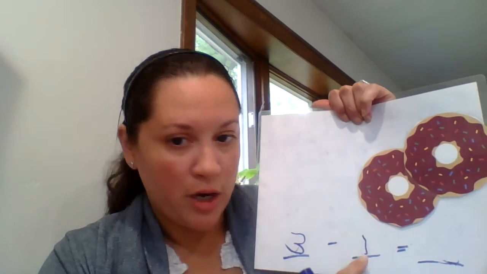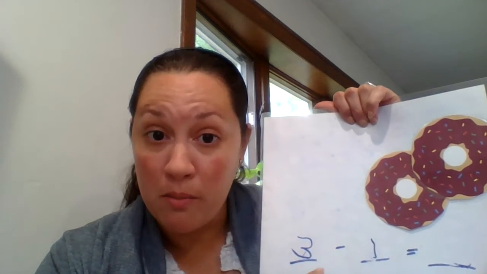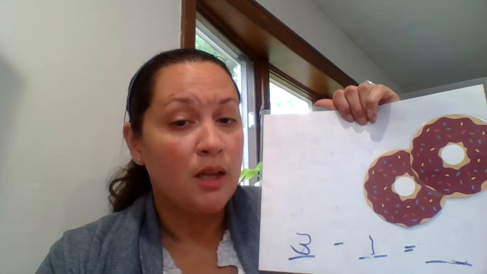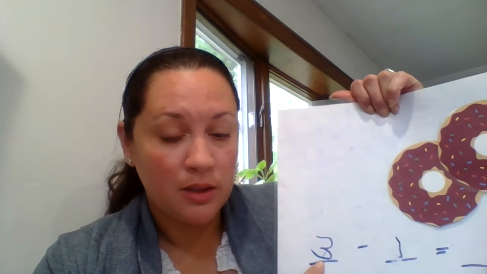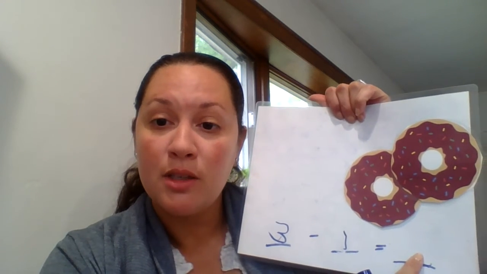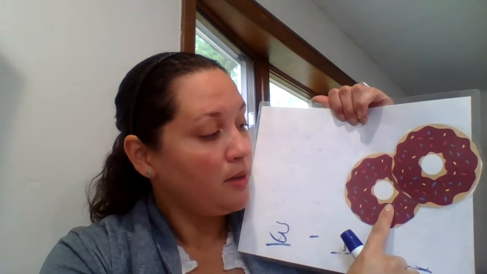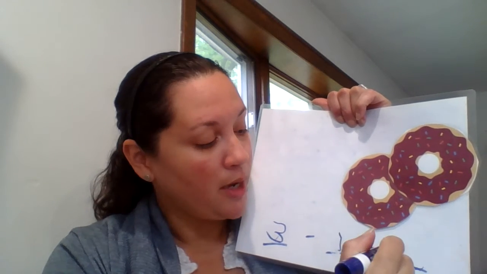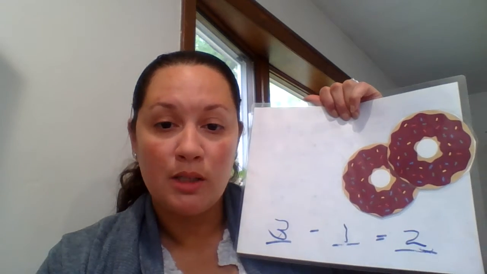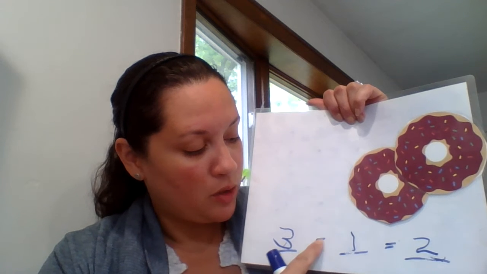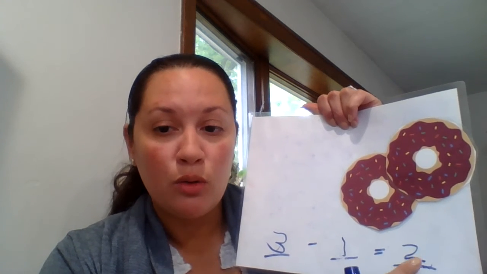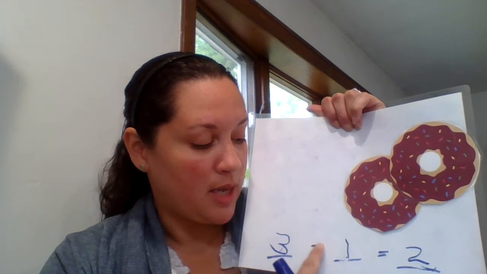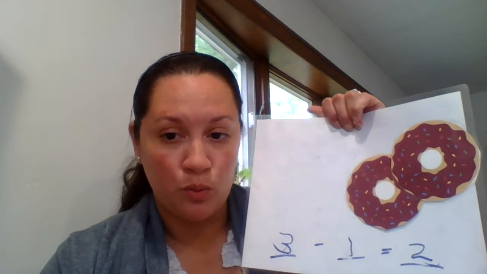And Miss Franco's trying her best to write. I know my numbers are a little messy, but I know you'll try your best too, and that's okay. So I had 3 donuts. I took 1 away. How many are left? 1, 2. So I know I have 2 donuts left. I had 3. We took 1 away, and I have 2 left over. 3 take away 1 equals 2.